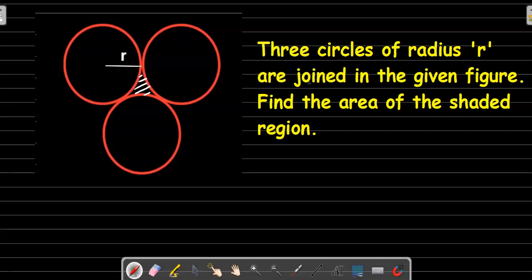Today I have come with another problem of mensuration 2D. It says there are three circles of radius r, and these are joined like this. You have to find the area of the shaded region.